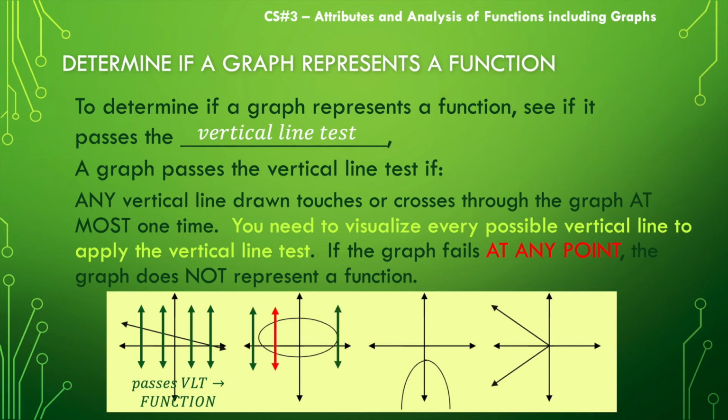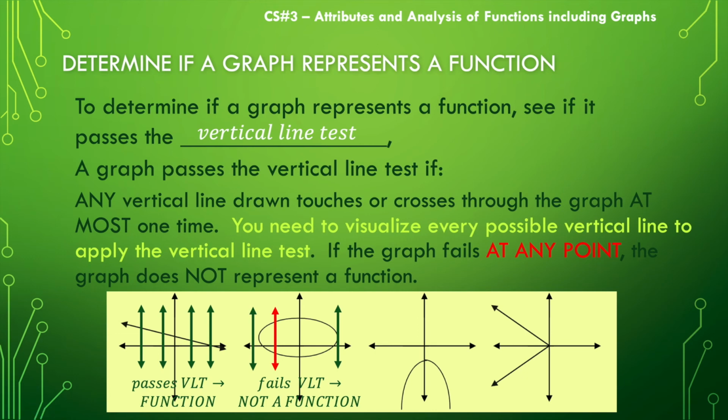Now, if I look at this one, there are several places I can draw vertical lines that work, but if there's any one place that it fails, it fails the vertical line test, and that means it's not a function. So I drew one kind of in the middle on the left through that ellipse, and you can see that it crosses the graph more than once, crosses here as well as here.